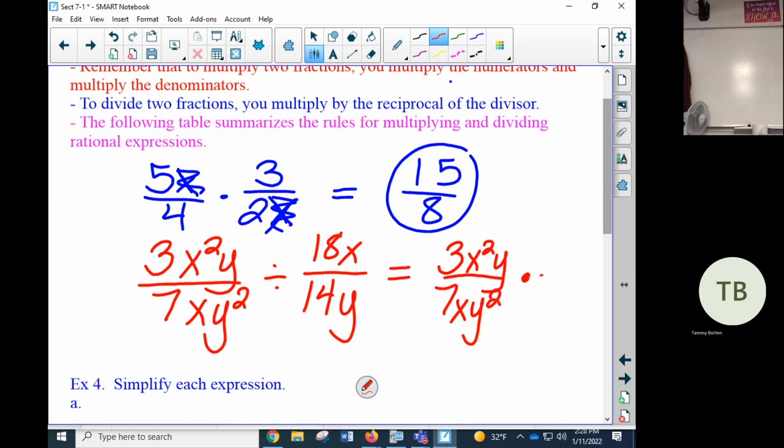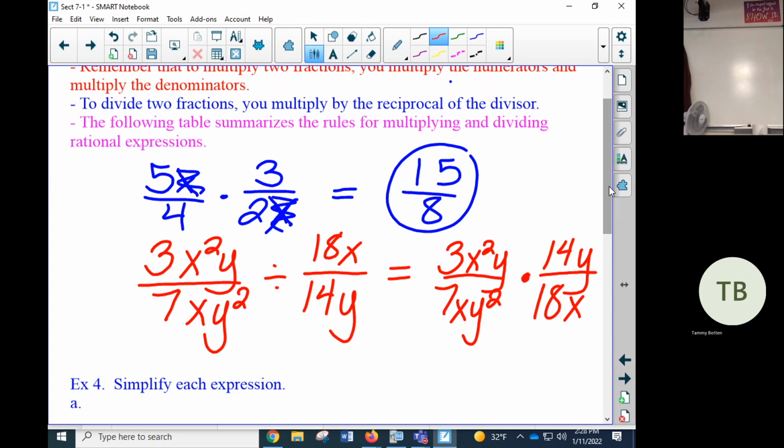Like just make this times, put the 14y on top, and put the 18x on the bottom. Okay? Do you get it? I just changed this to times, and I flipped these two. Everybody okay with that?